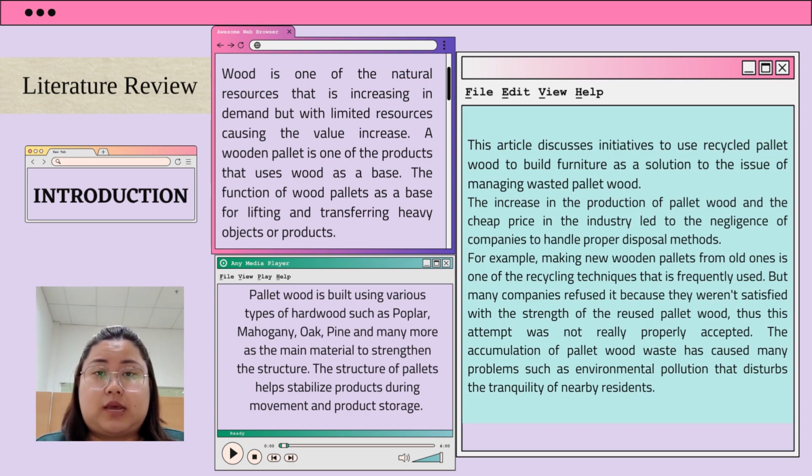So this article discusses an initiative to use recycled pellet wood to build furniture as a solution to the issue of managing waste pellet wood. The increase in the production of pellet wood and the cheap price in the industry lead to the negligence of companies to handle proper disposal methods. For example, making new wooden pellets from old ones is one of the recycling techniques that is frequently used, but many companies refuse it because they weren't satisfied with the strength of the reused pellet.